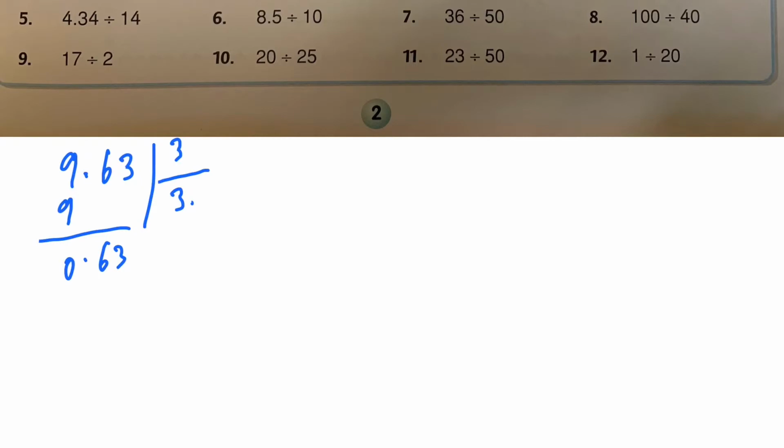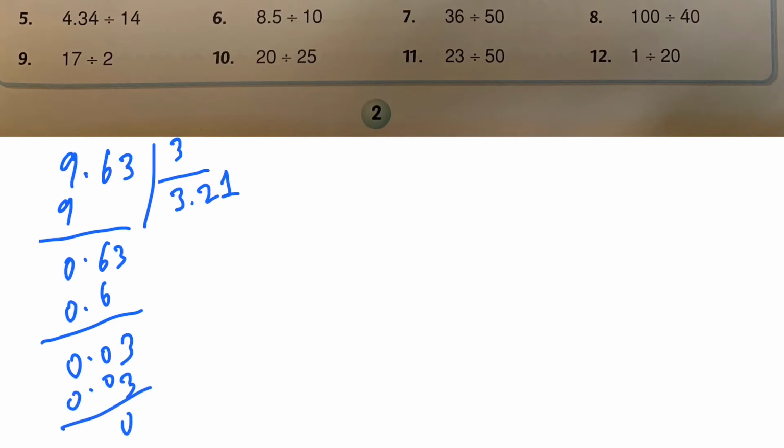So inside 6.3, how many 3 are there? 2. 2 times 3 is 0.6, and we have one more 3, which makes 0.03. Subtraction becomes 0. So the answer is going to be 3.21.